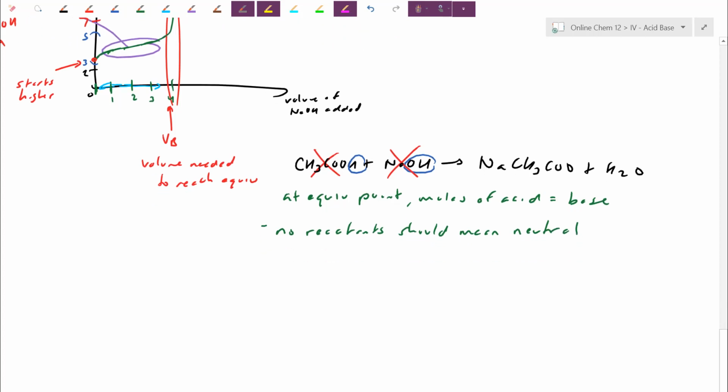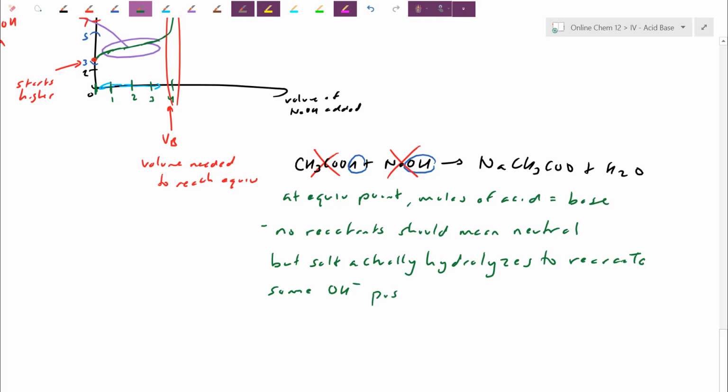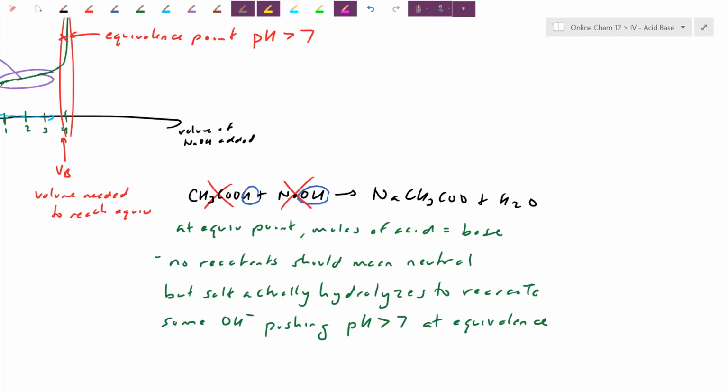But here's the kicker: the salt that we create, the sodium acetate that we form, actually hydrolyzes. That's why we did hydrolysis in the first section. The salt actually breaks up, it reacts with water to recreate some OH minus. I'll show you the details. Pushing the pH above 7, even though we are at equivalence. Okay, so let me just match up some of those terms here. We're at equivalence. We're at this nice stoichiometric point here. This is when to stop. It's actually the salt that's interfering.